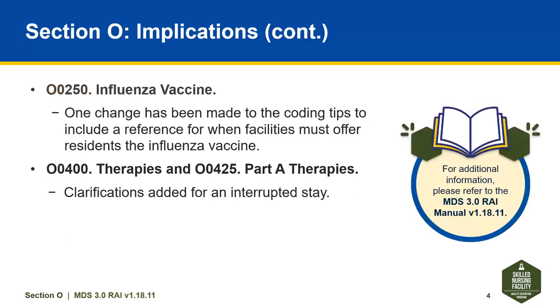And here are a few more changes I'll highlight in Section O. For O0250 influenza vaccine, a change has been made to the coding tips to include a reference for when facilities must offer residents the influenza vaccine. For O0400 therapies and O0425 Part A therapies, there are some clarifications that were added regarding uninterrupted stay. We suggest you refer to the manual to review these changes.